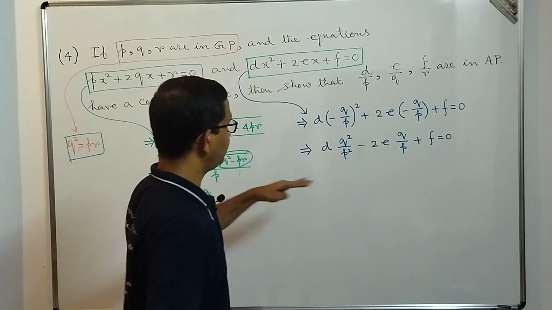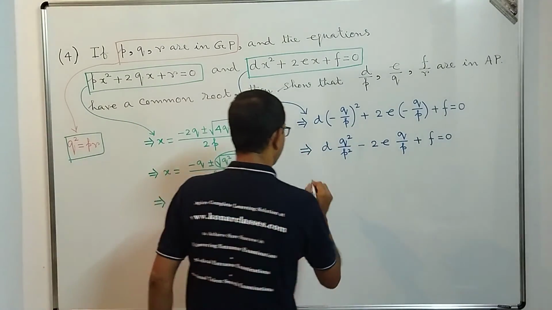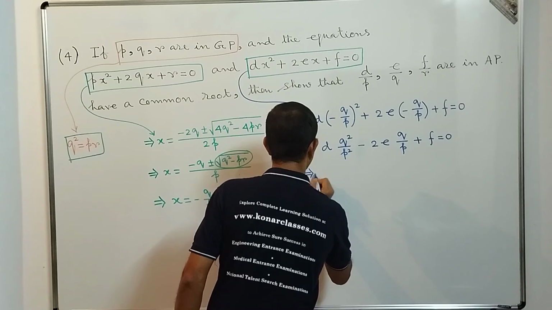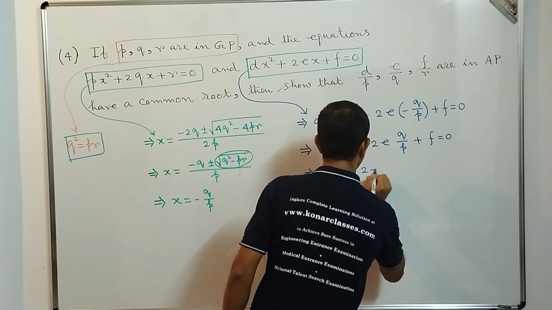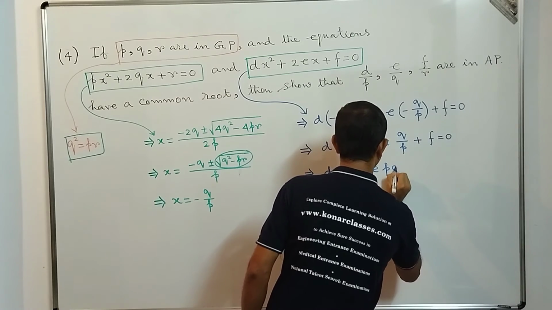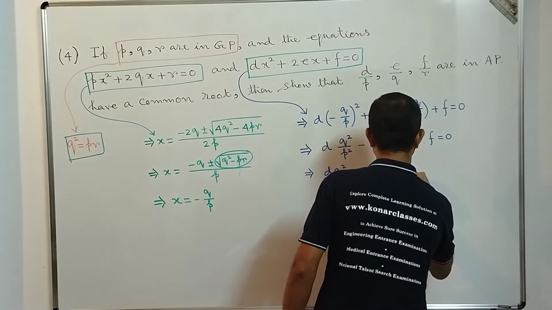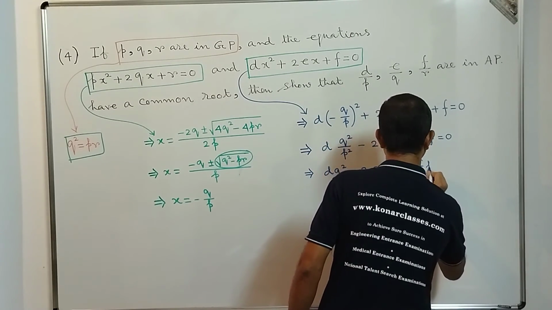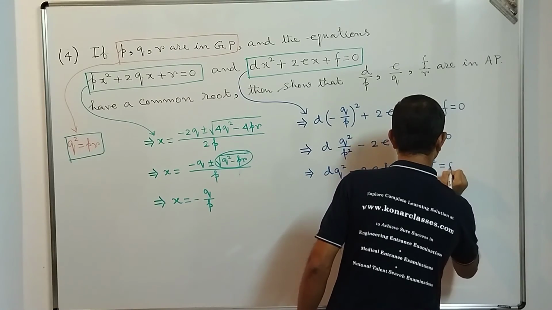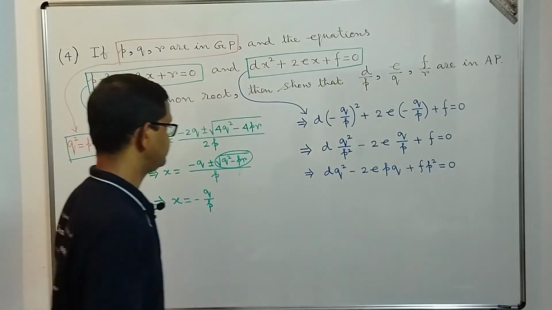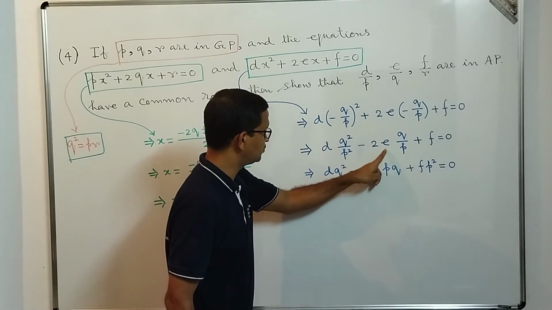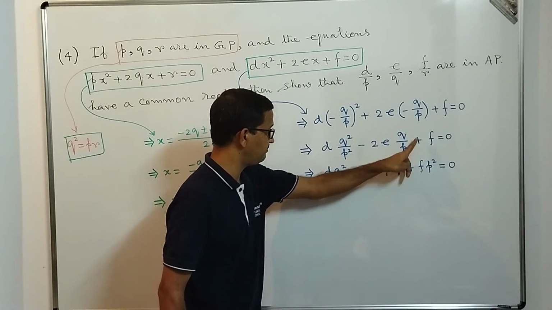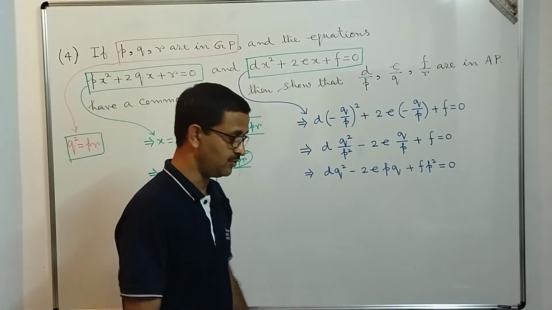Now let's multiply with p square. If we multiply with p square, what are we going to get? dq square minus 2 into e into pq, plus f into p square is equal to 0. Correct? So we multiplied by p square, so dq square minus 2e into q into p, because one p gets cancelled, and fp square equal to 0.